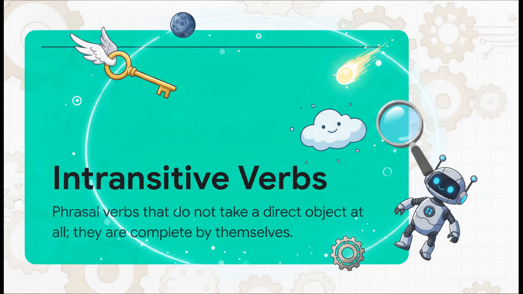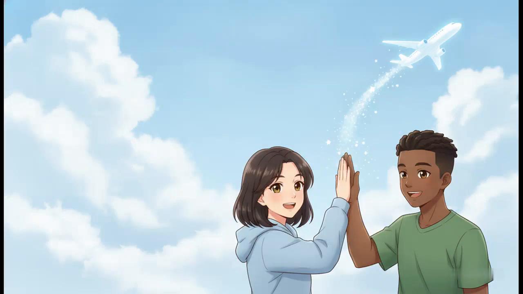The crucial thing to remember here is that intransitive phrasal verbs do not take a direct object at all. They just don't need one. They're completely independent and, well, complete all by themselves. And honestly, these are probably the easiest ones to manage on an exam because you don't have to stress about object placement whatsoever. There's literally no object to place. Let's check out a few examples.